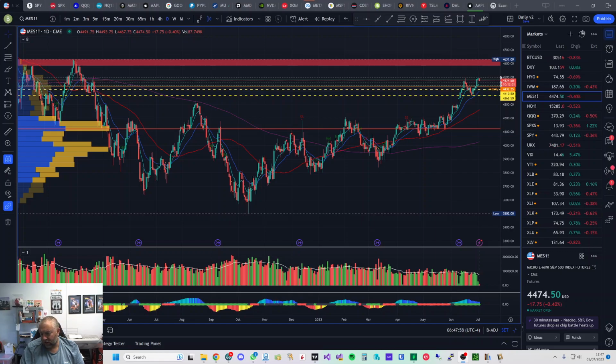Good morning. Today's the 5th of July 2023. This is my trade review for today and my trade plan even for today. My chart looks a bit different, as you can probably see.